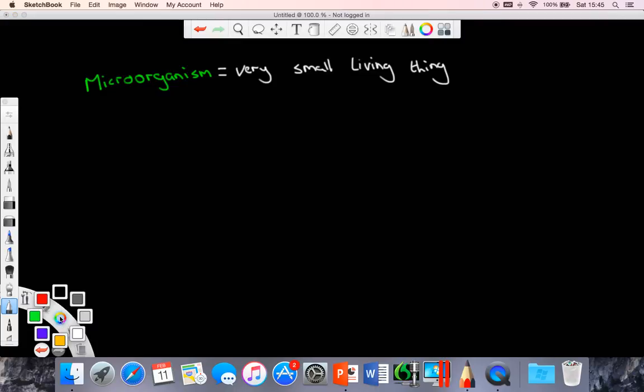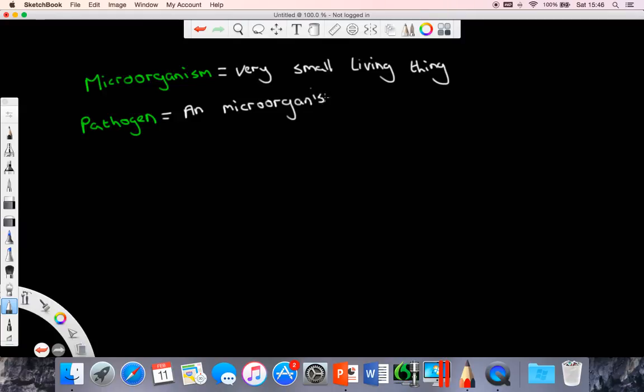Now, this is where the idea of a pathogen comes in. A pathogen. Now, a pathogen is a microorganism or an organism that causes disease.